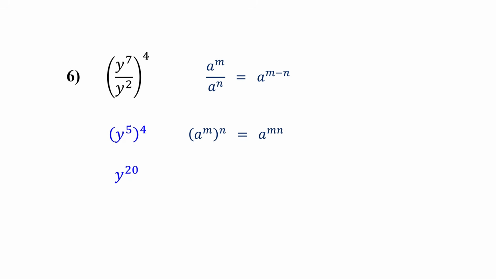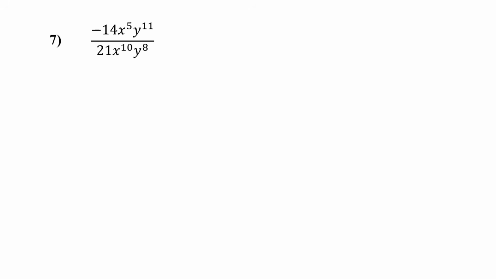Awesome. Let's move on to the next example. Feel free to pause the video and give it a try. Here we have a fraction where both the top and the bottom have coefficients and variables with exponents. Start by grouping the coefficients together and the like base variables together. Now simplify each piece one at a time.